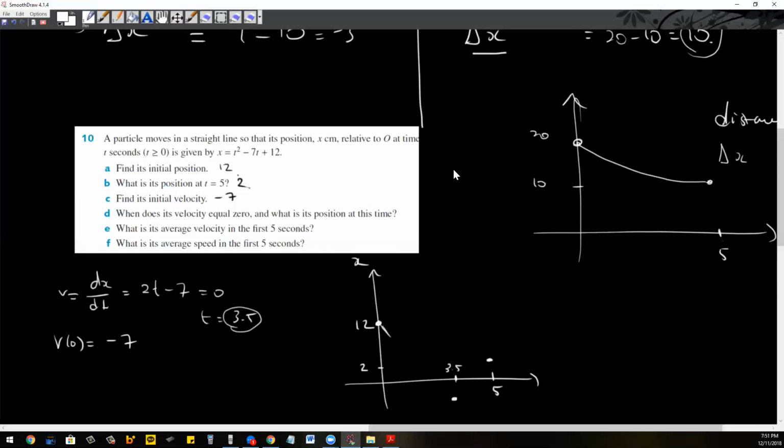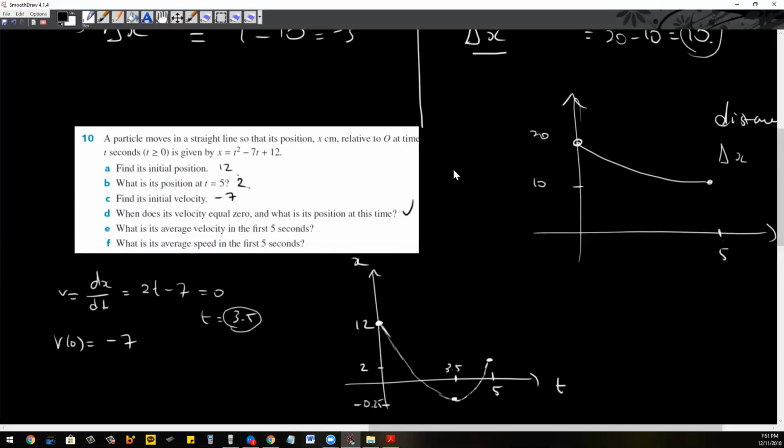So this is a position versus time. It starts from there, and at 3.5 seconds, it is negative 0.25. And then it has a 0 velocity, so the gradient must be 0. So it must be a parabola like this, 0 velocity, and it shoots back up again. So that's what it looks like. So that's all done. D is done.